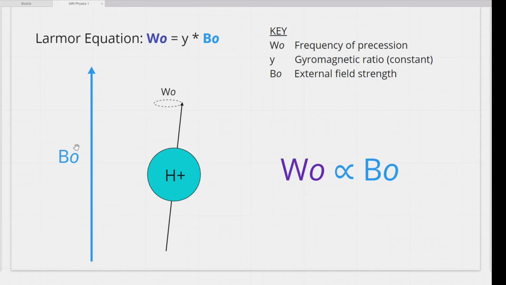So hydrogen nuclei, protons in a 1.5 Tesla field, are going to spin at some certain frequency. You put those same protons in a 3 Tesla field, they're going to spin at a different and proportionally greater frequency. Okay, so this is just the basic concept that we have to keep in mind: field strength and frequency of precession, how fast it's spinning, these are proportional to one another.